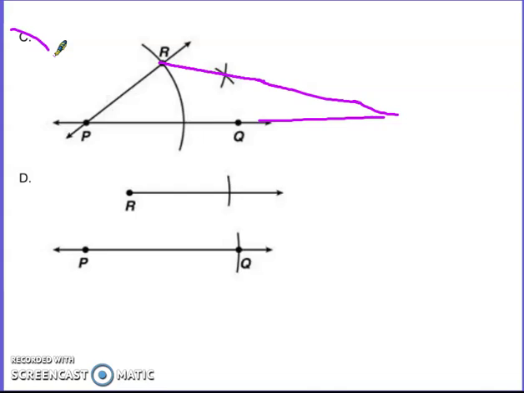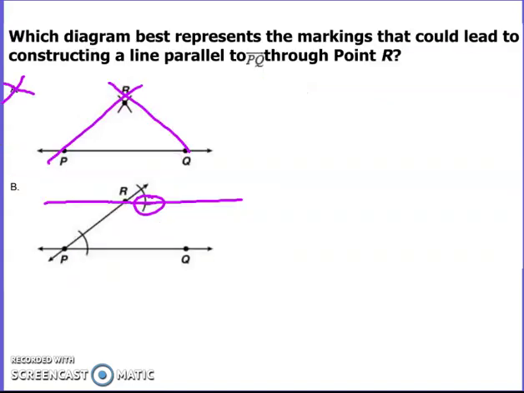Answer choice D, we don't even have R going through the line. If it's going to be parallel, you have to connect the lines to make sure that you're measuring the distance correctly. So because these two don't have a line connecting them to be able to measure, letter D is not correct, meaning letter B is our best answer to construct that parallel line.